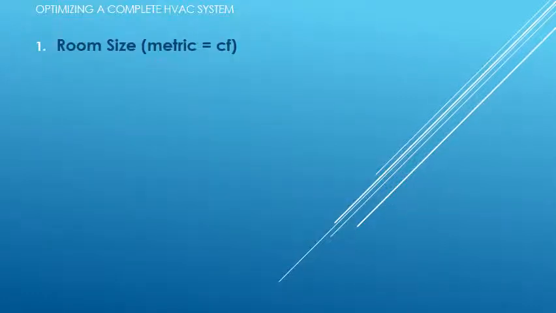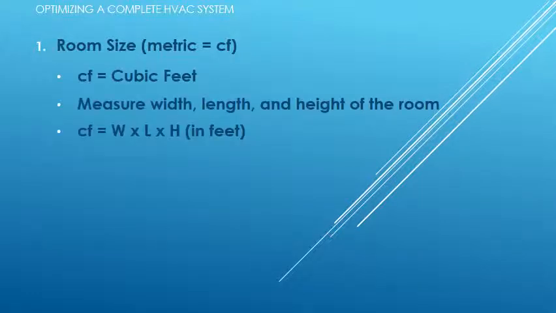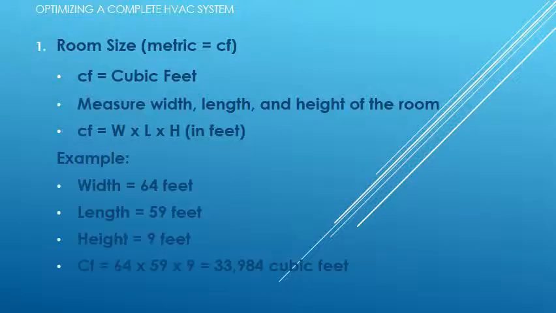First, we're going to talk about room size. Basically, just measure the width, length, and height of the room and multiply them all together. If it's a house or a business with lots of different rooms, you just add them all up. In this example, my room was 64 feet wide, 59 feet long, and 9 feet high, so I calculated that my room had 33,984 cubic feet. That was interesting.